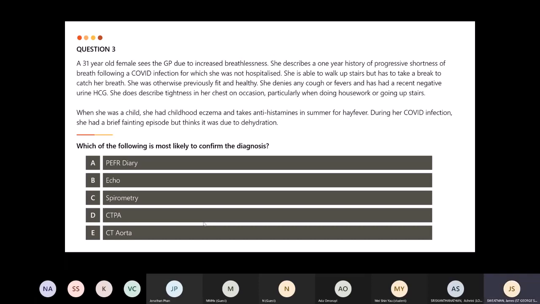Cool. All right, we've got 5. So, okay. So, very difficult question, I think, this one. So, what I've gone for here is echo, and we'll go through the reasoning why.